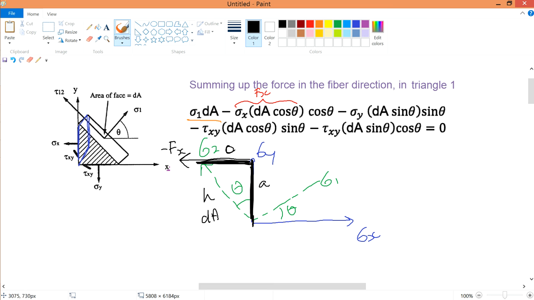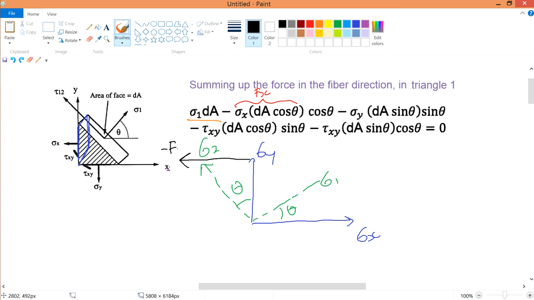So therefore this thing over here is your adjacent. Adjacent divided by h is equal to cosine theta. So therefore adjacent is equal to h times cosine theta, where your h is your dA. And this is why you will have this fx over here. Okay, hopefully this is pretty clear.